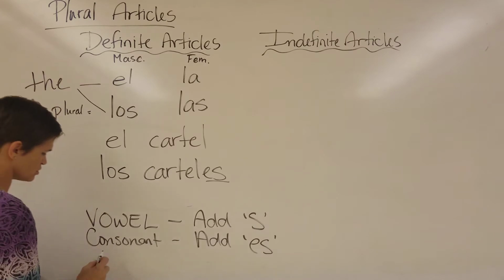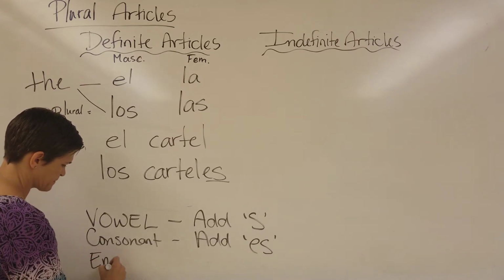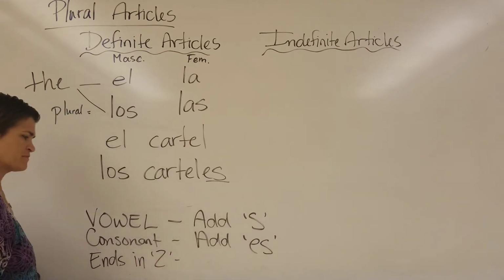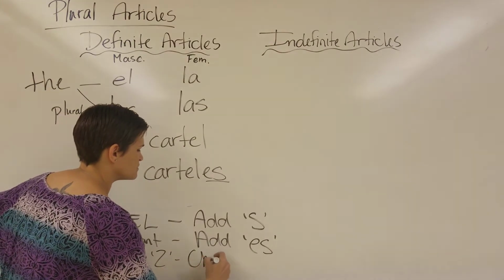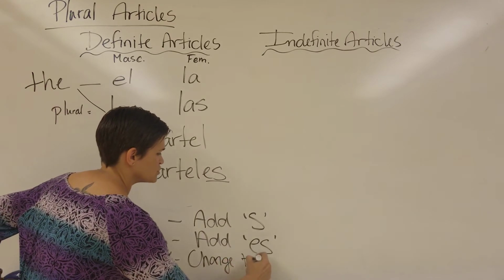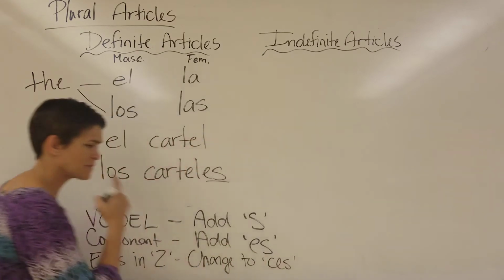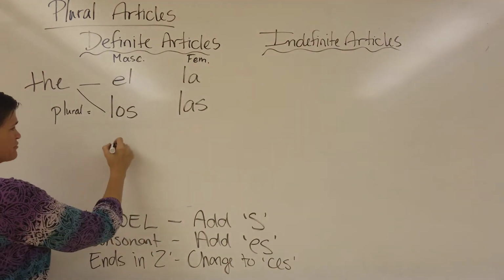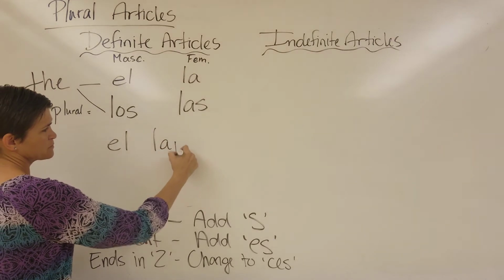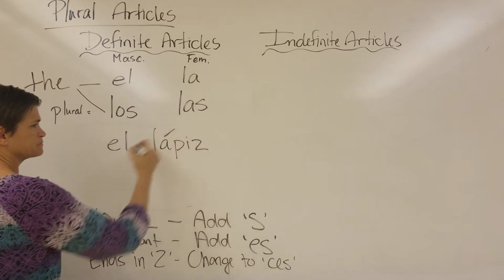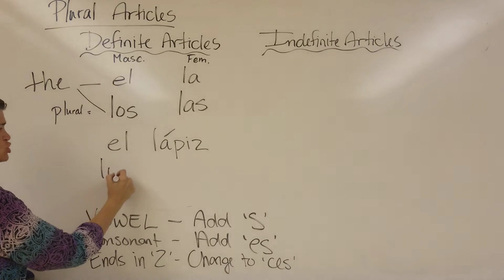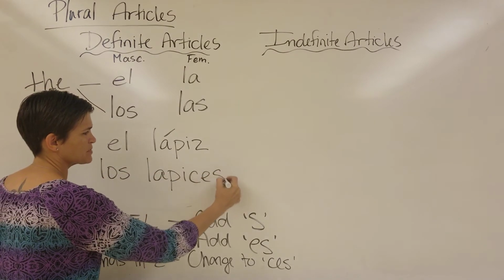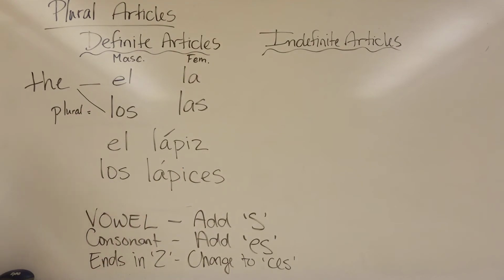And the last rule, if it ends in a Z, then we're going to change it to CES. So, if we have a word like el lápiz, and we want to have the pencils, it becomes los lápices with a CES.